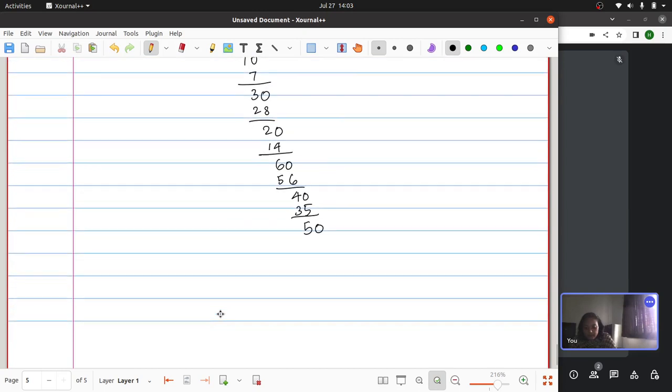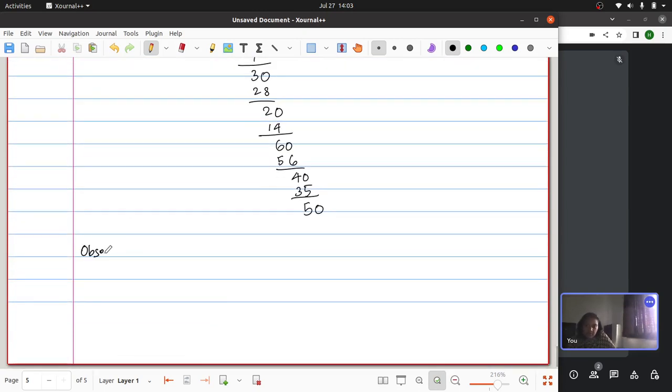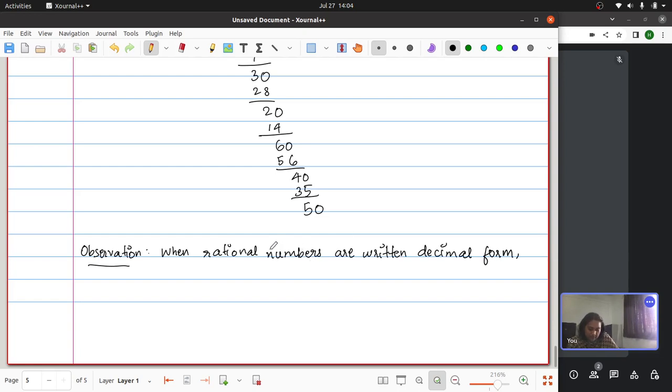So the observation that we make here is when rational numbers are written in their decimal form, either it terminates like we had 5 by 2, or the same pattern will keep repeating. So it is recurring.